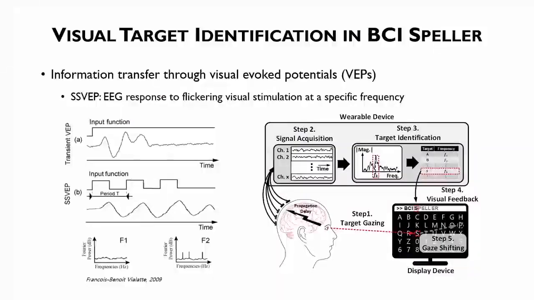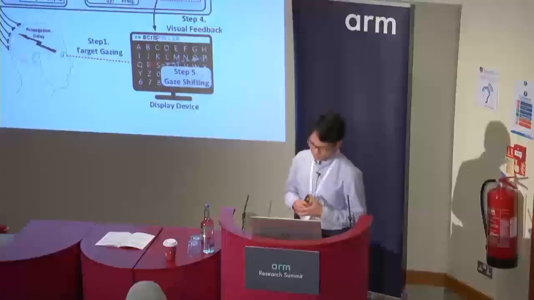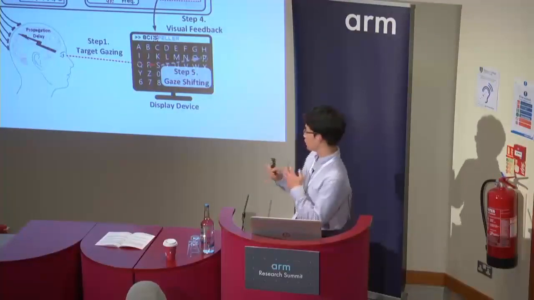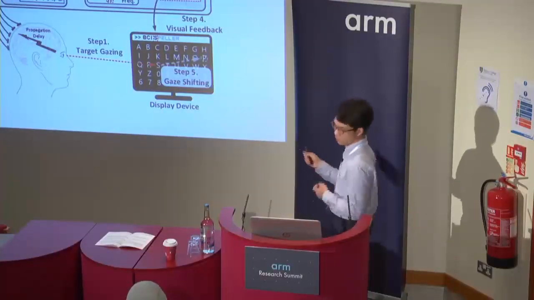Then how can the BCI system identify the frequency information contained in the SSVEP signal? The left graph answers it. Unlike transient VEP, the SSVEP contains the target frequency and its harmonic components in the frequency domain. The BCI system can identify the target using predefined target-to-frequency mapping information. Finally, the BCI system can display the identified target on the monitor.